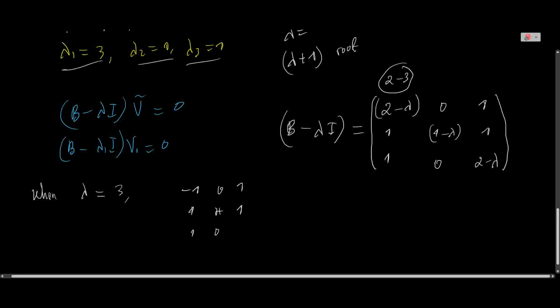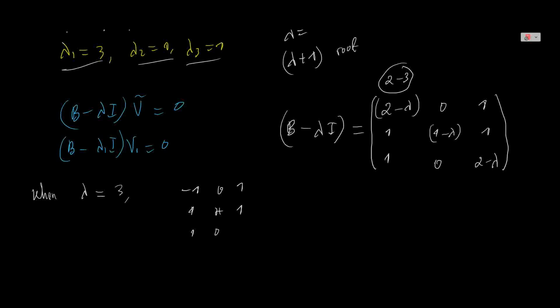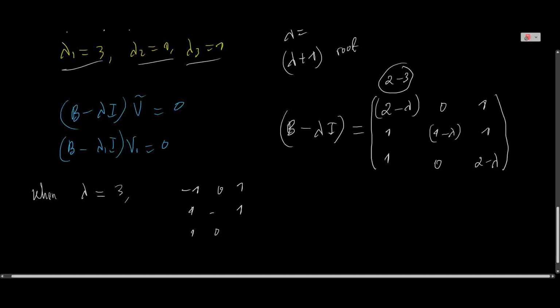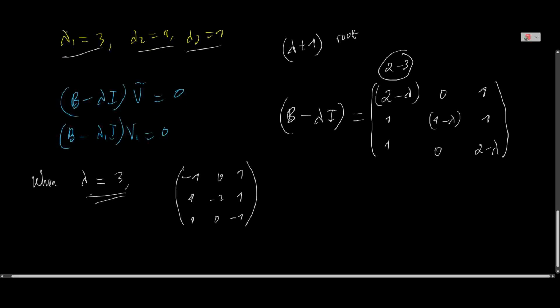2 minus 3. You get the point. So first of all, here is actually 1 minus 3, which is negative 2. So note that 1 minus 3, because our lambda is 3, not minus 3. Okay, so 2 minus 3 will simply be negative 1. So this is when lambda is 3. When lambda is 3, this is our value.